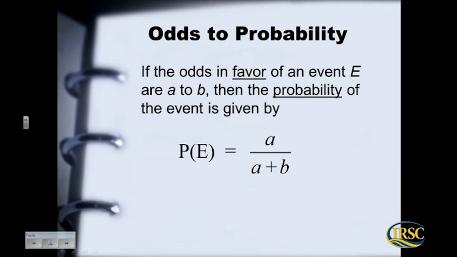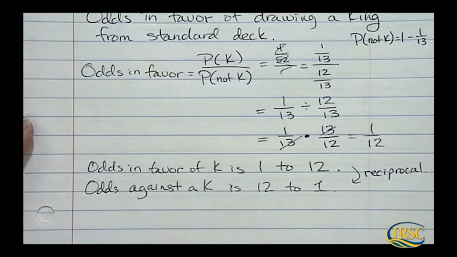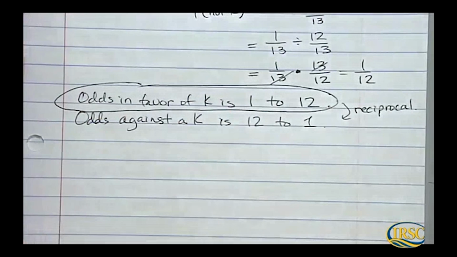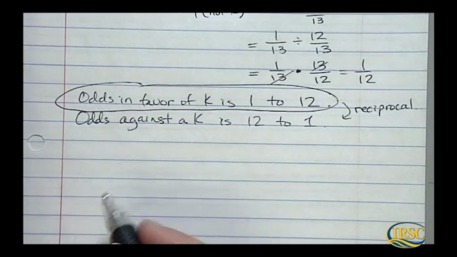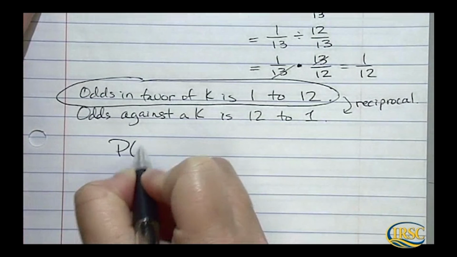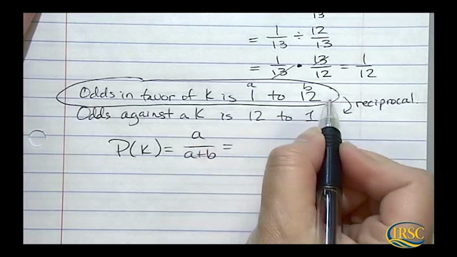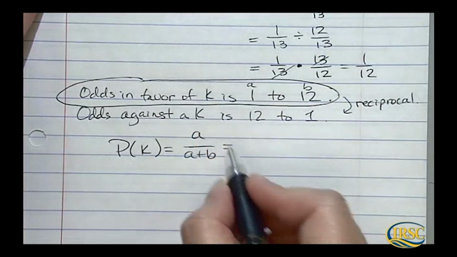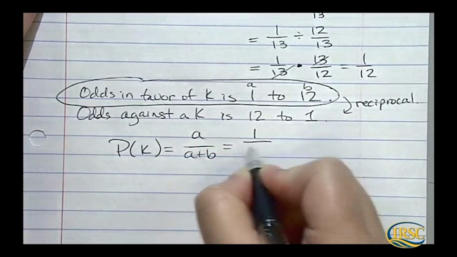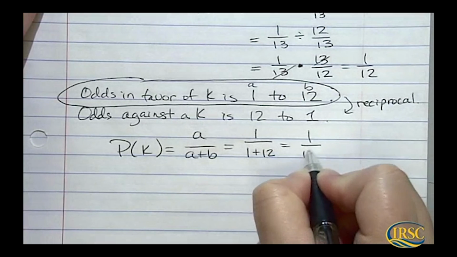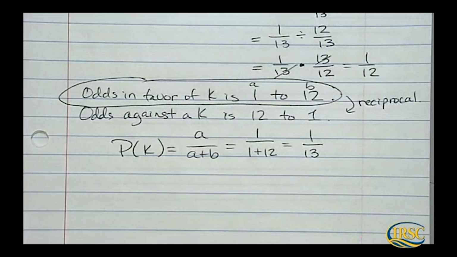All right, so let's go look back at this problem for the king. So we just learned that the odds in favor of a king was 1 to 12. We don't want the odds against, we want the odds in favor for this formula. So therefore, the probability of a king should be A over A plus B, and this is your A and this is your B. The first number is your A, the second number is your B. So that means that we would have 1 over 1 plus 12. Well, what is 1 plus 12? 13. 1 over 13, which is correct. We already knew that. That's why I want to do this problem. So we got back to the probability of a king, which was 1 over 13.